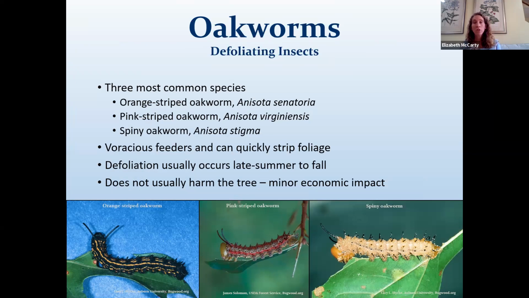These guys can really strip an oak tree quickly. The defoliation usually occurs in late summer to fall. And so I start getting calls in August on this one. But like all of the other caterpillars, they usually do not harm the tree. It's a minor impact. At the point that we get called, there's a lot of damage and people want to start spraying the entire canopy of their tree with contact insecticide. I don't recommend that. There are a few high value spots where that might be warranted, but I would really not recommend that for most situations at all.